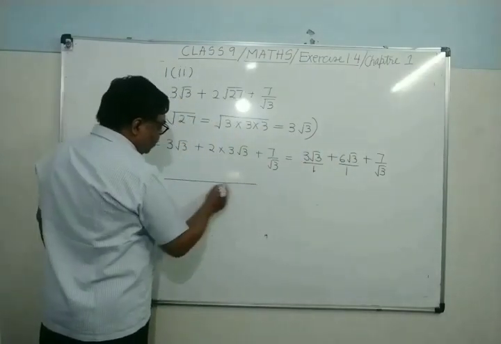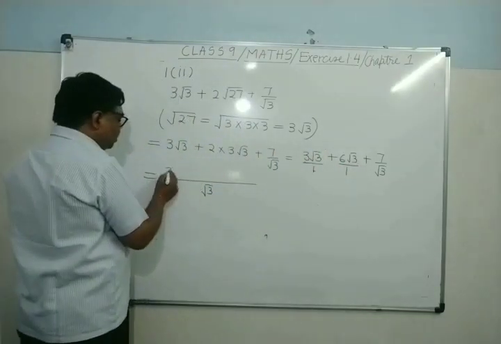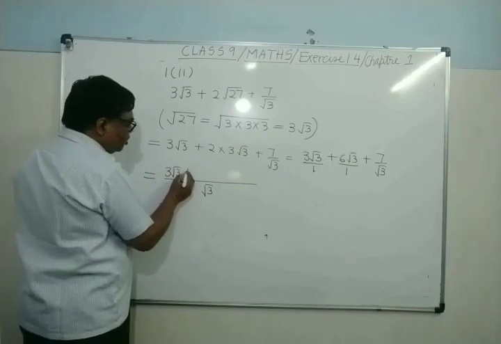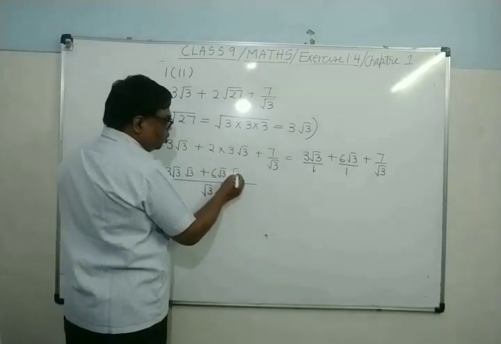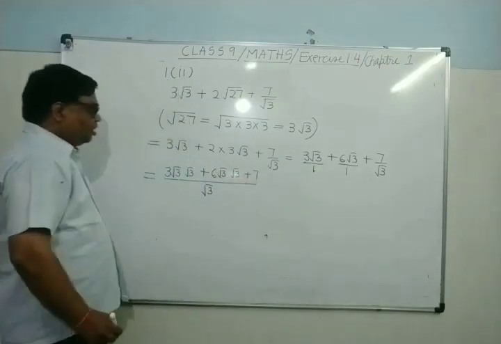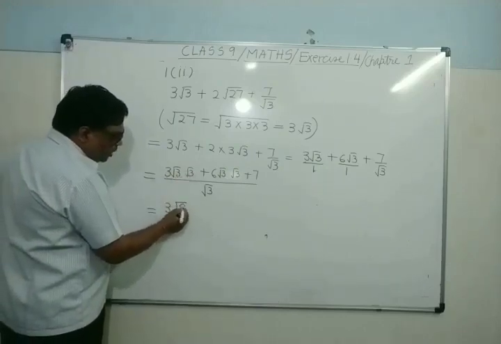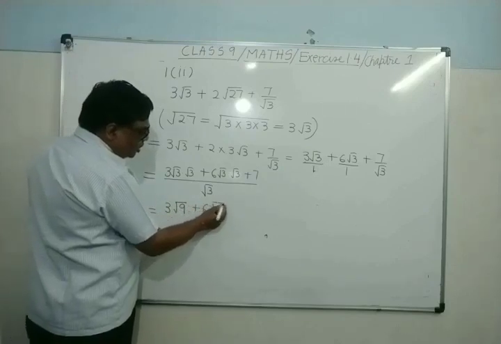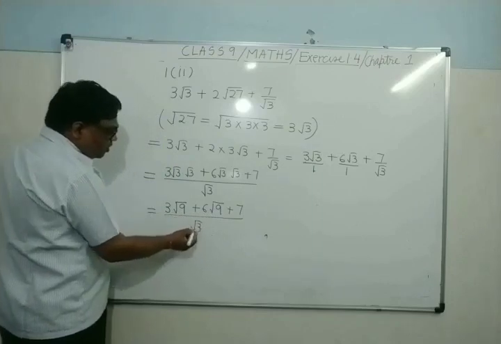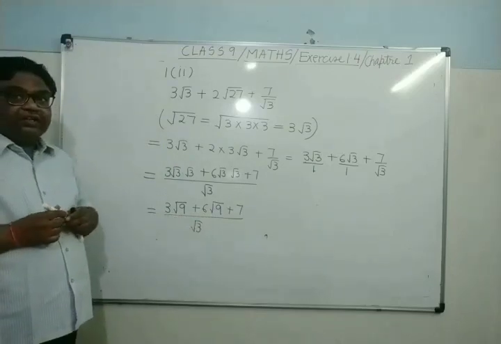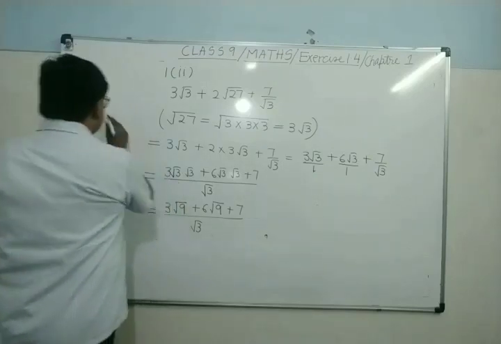So what is the LCM? The LCM is root 3. So root 3 will multiply with 3 root 3: 3 root 3 into root 3. Then 6 root 3 into root 3, plus 7. Now see here, it is equal to 3, root 3 into root 3 is root 9, plus 6, also root 9, plus 7 upon root 3. Root 9 can be written as 3, as we know that the square root of 9 is 3. It's clear how it is 3.